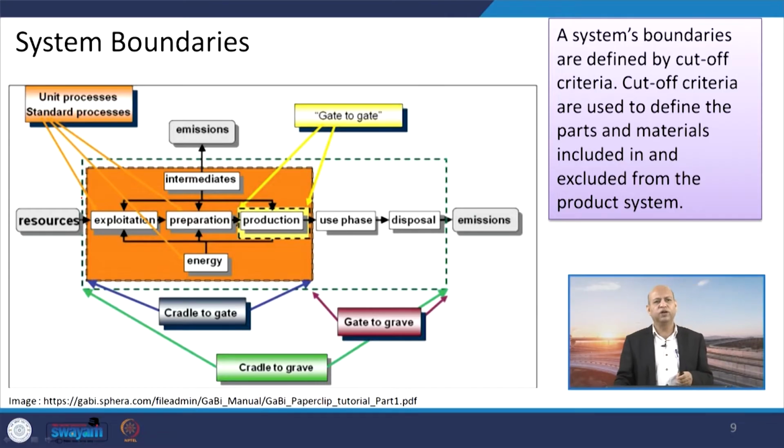Then we go to system boundaries, because whenever we are going through the stages of the LCA, the role of system boundaries is important, because we work based on certain criteria, cutoff criteria.